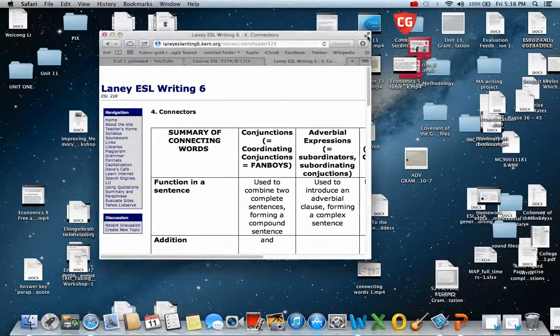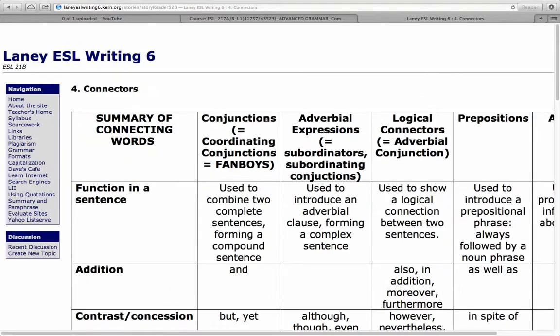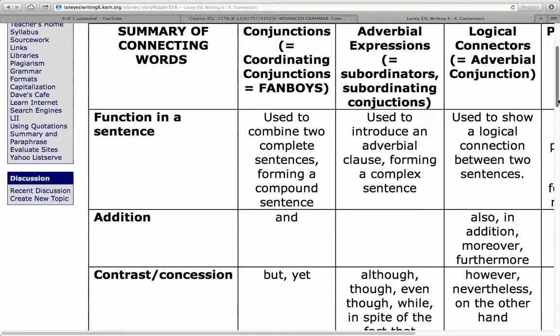Okay, now we're going to talk about the second column, the adverbial expressions. Some people call them subordinators. Some people call them subordinating conjunctions. And these are the words that we use to begin an adverb clause. And here as we go down, you'll see a list of them.